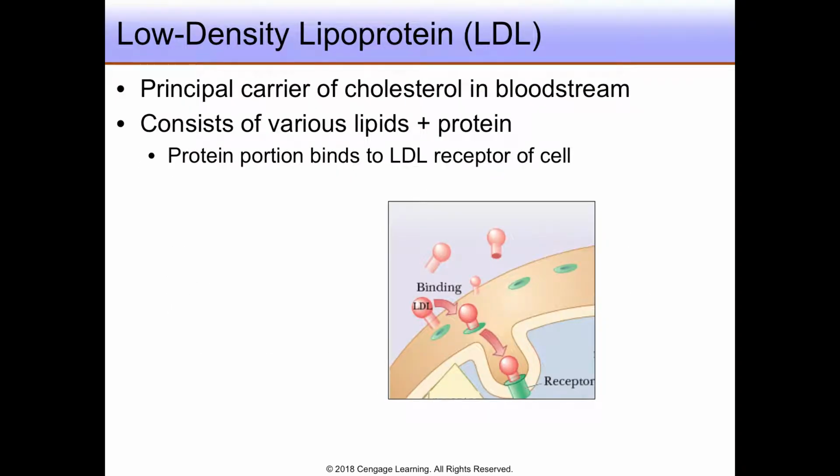Let's consider the receptor for LDL, or low-density lipoprotein particles. These are the principal carriers of cholesterol in the bloodstream. As the name suggests, these particles have both lipid and protein components. The protein component of these particles mediates binding to the LDL receptor on the surface of the cell.